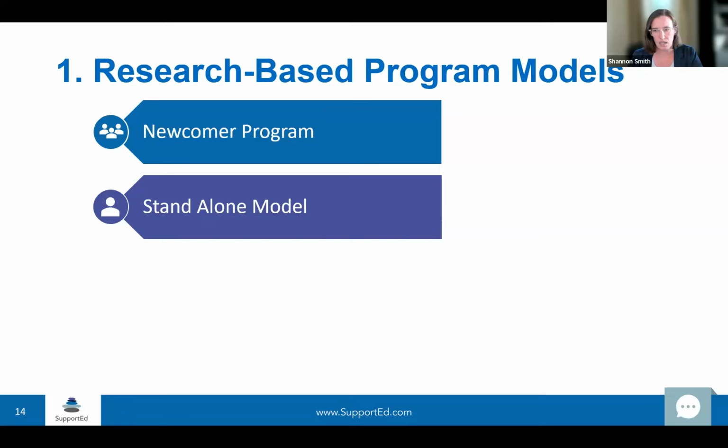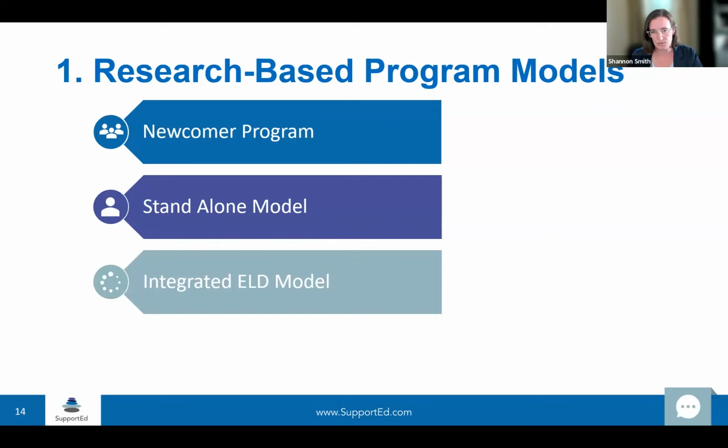And then we have that integrated ELD model where our SLIFE and other newcomers are in mainstream classes with that ELD support. Those ELD teachers are co-teaching or pushing in for additional small groups, but there's a lot of integration of content and language instruction.